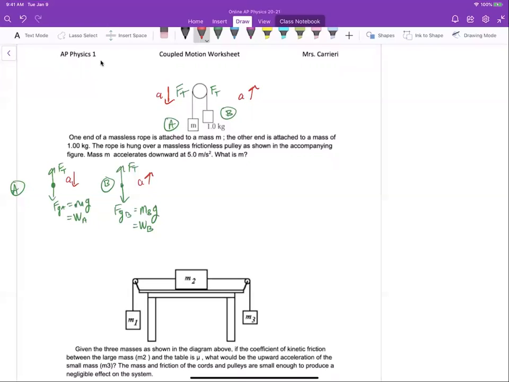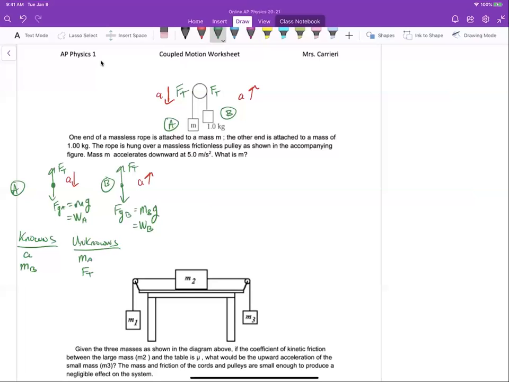Okay, so let's make a list of our knowns. What do we know? They told us the acceleration and they told us the mass of B. What are my unknowns? Well, I don't know mass of A and I don't know force of tension.